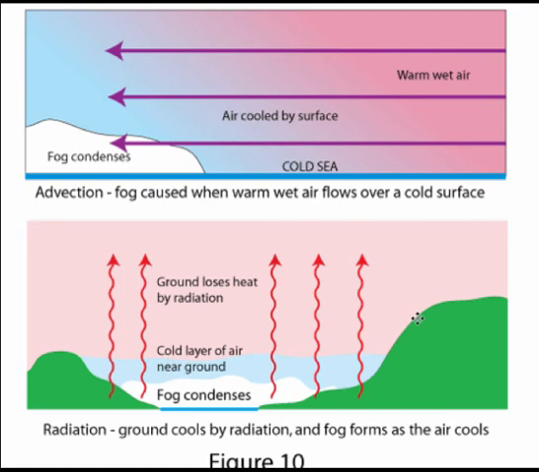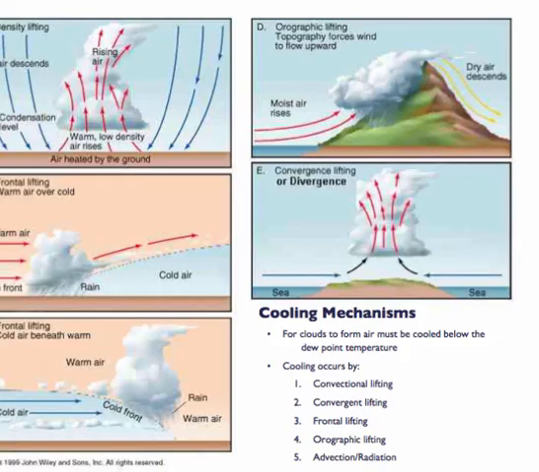We can see this actually quite a bit here in Minnesota, and we can also see radiational fog, where the ground cools by radiation and the fog forms as that air cools. So the ground loses the heat by radiation, and the cold layer of air near the ground causes fog to form. So that's about it. That's the five ways to get air to uplift and make a cloud.